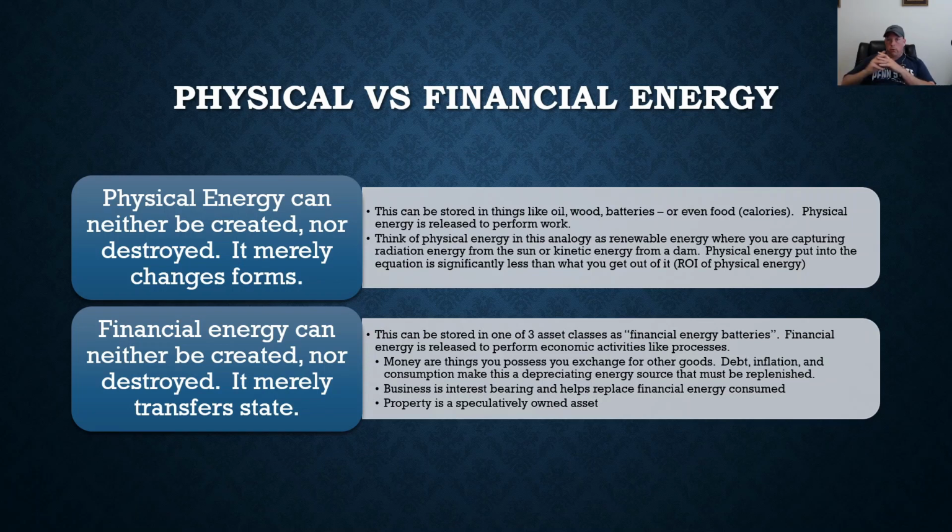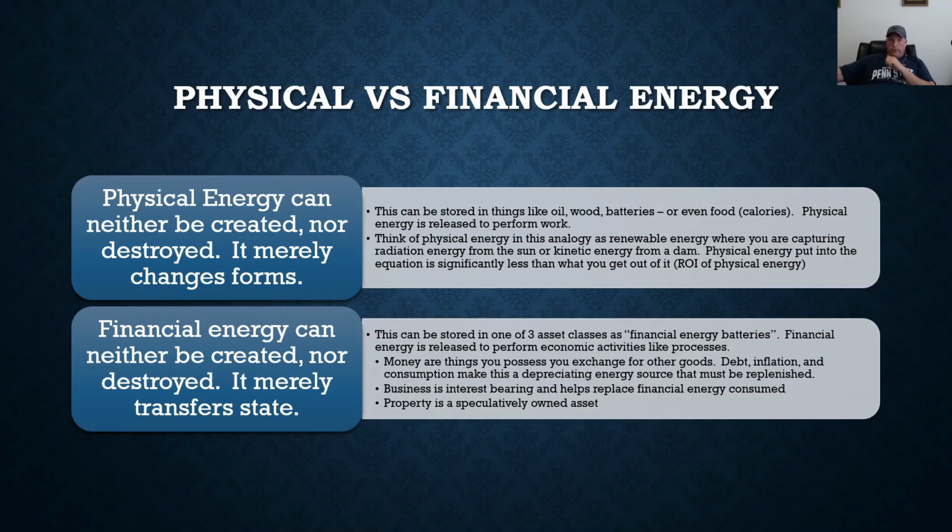So with physical energy, you can store this energy in things like oil, wood, batteries, or even food. Physical energy is released to perform work. And think of physical energy in this analogy as renewable energy, where you are capturing radiation energy from the sun or kinetic energy from a dam. Physical energy put into the equation is significantly less than what you get out of it, the ROI of physical energy.